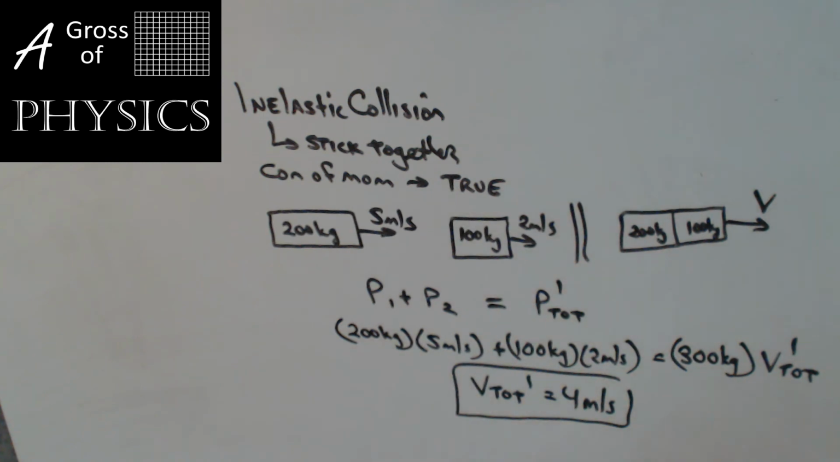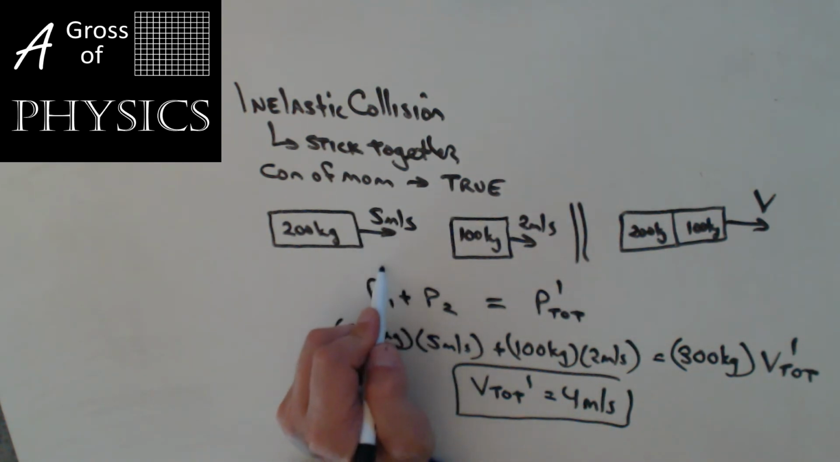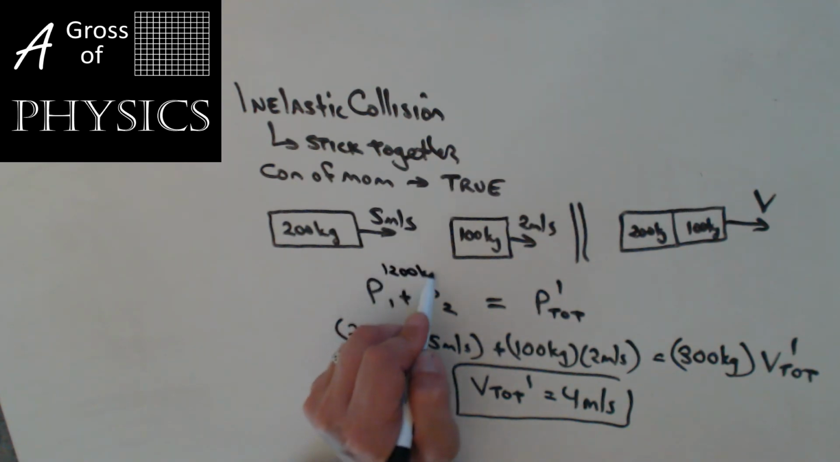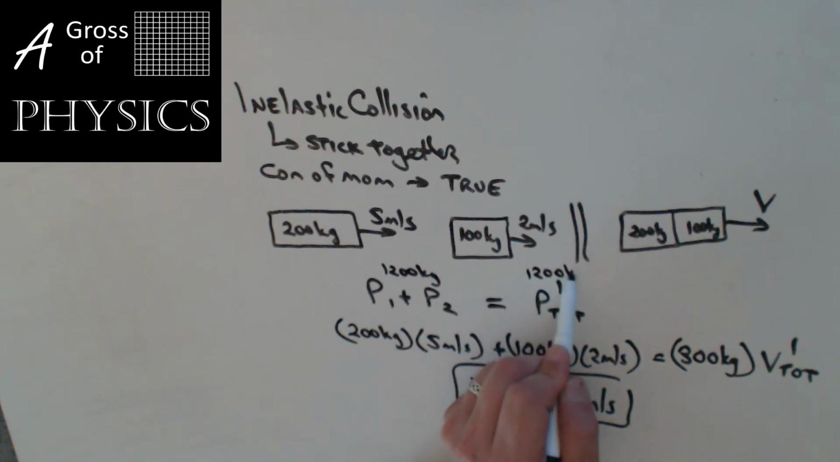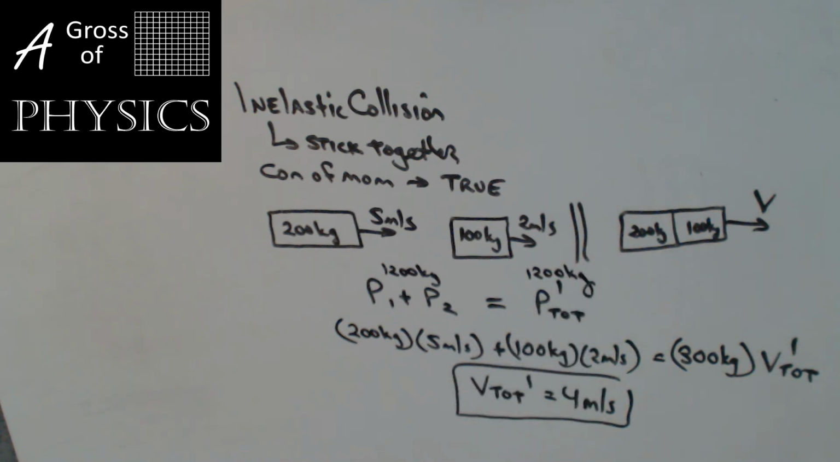But it really doesn't make sense that it would move to the left because both objects were going to the right to begin with. But the 1,200 we had here on the left, if we take 300 and multiply it by 4, we get 1,200. So this holds true that the momentum before, which the total was 1,200, is going to equal the momentum after, which is also 1,200. So you can always check your results. If there's a lot of rounding, it won't be exact. But in this case, we didn't have to round at all.